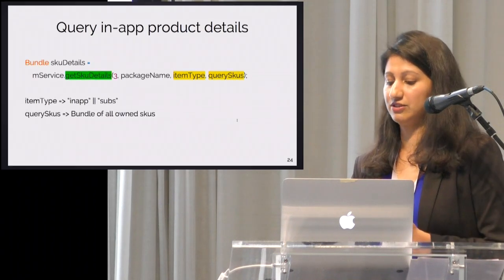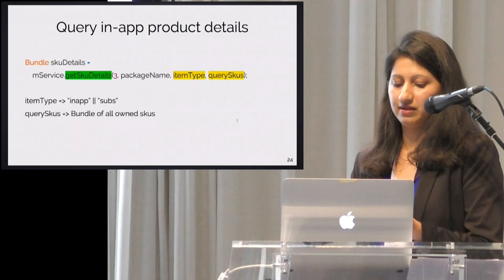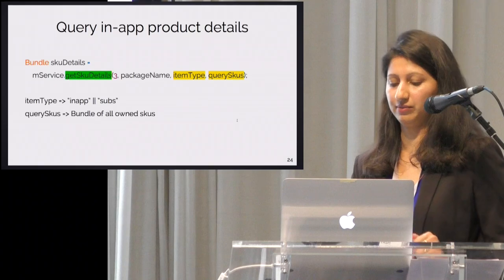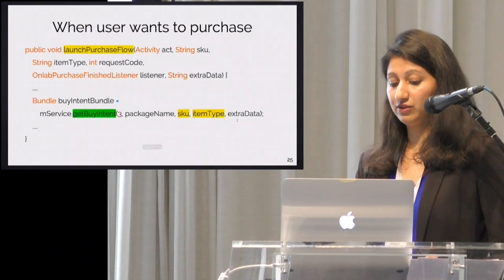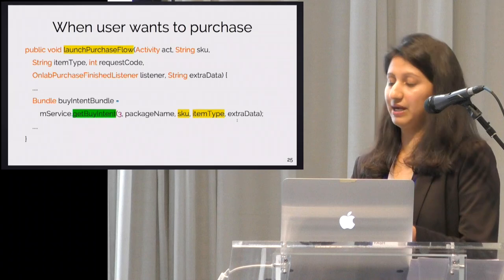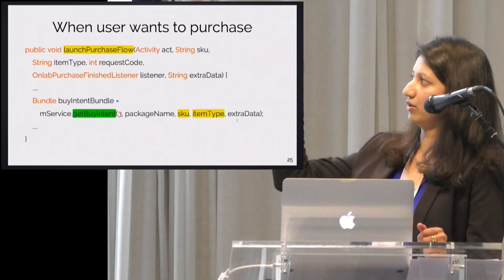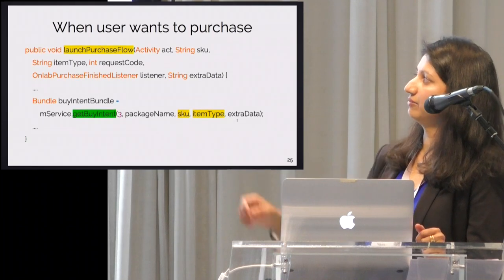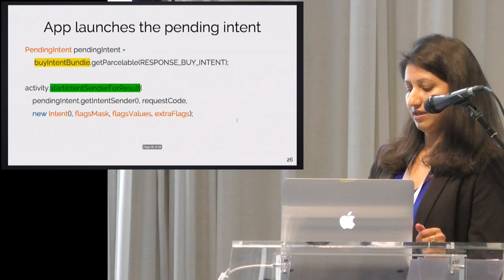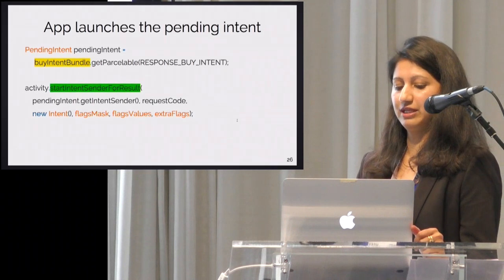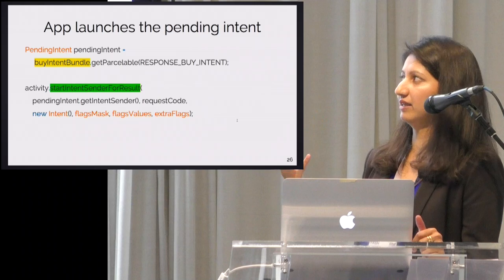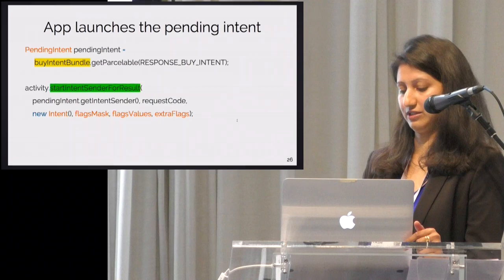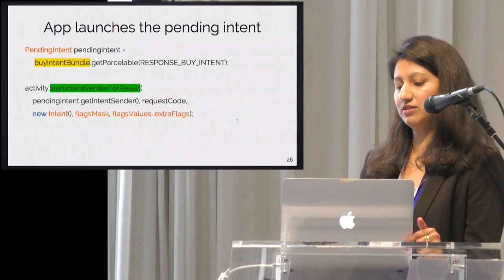You can use get SKU details to get more information about a product. Again, use the item type, and the query SKUs are all the owned SKUs that you got in the previous method. Finally, to launch the purchase flow, use the get buy intent method. Pass in the SKU, that is the product ID, and the item type, which is in-app or subscription. And once you do that, all of this information is retrieved in your pending intent. Use that pending intent in your start intent sender for result. And this will talk to Google Play.